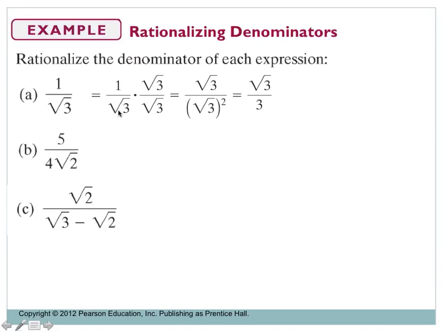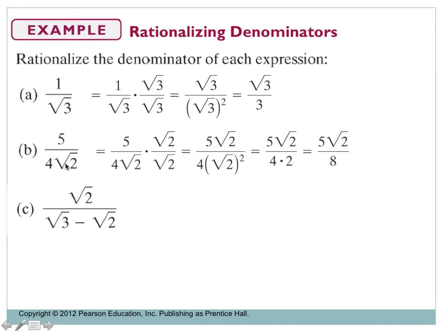And then in our denominator, we have square root of 3 times square root of 3. That can be written as square root of 3 squared. Now if you notice you have a square root and a square, those cancel one another out. So your answer is just square root of 3, that's your numerator, divided by 3. Now you know it's rationalized because you don't have any roots in the denominator, which is what we want.